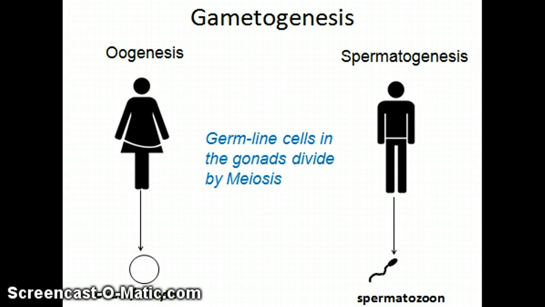Gametogenesis in females occurs in the ovary and is also called oogenesis. Gametogenesis in males occurs in the testes and is also called spermatogenesis. Although there are some differences between oogenesis and spermatogenesis, both occur in the gonads and both involve the cell division process called meiosis.